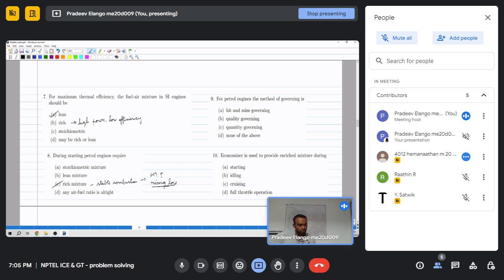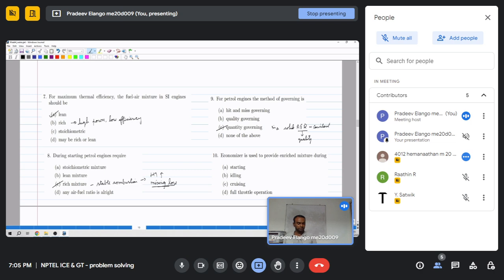For petrol engines, the method of governing is hit and miss governing, quality governing, quantity governing, or none of the above? It is quantity governing because we control the m dot a while keeping the air fuel ratio almost constant. Air fuel ratio is the quality of the mixture. Changing m dot a changes the bulk mass, so that is a quantity term.